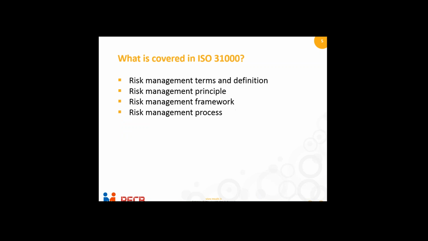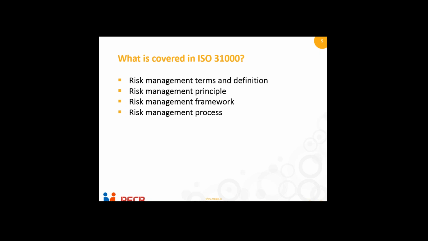The next slide talks about what is covered in ISO 31000. The ISO 31000 standard is very nicely defined and prepared. The standard covers 4 important areas: risk management terms and definitions, principles, framework, and processes. The standard works on principles, which provide guidance, and there are about 11 principles which define ISO 31000. The standard has a risk management framework, which is a set of components that provides the foundation and organizational arrangements for designing, implementing, monitoring, reviewing, and continually improving risk management throughout the organization. So principles provide guidance for the framework, and the framework takes care of designing, implementing, monitoring, reviewing, and improving areas.